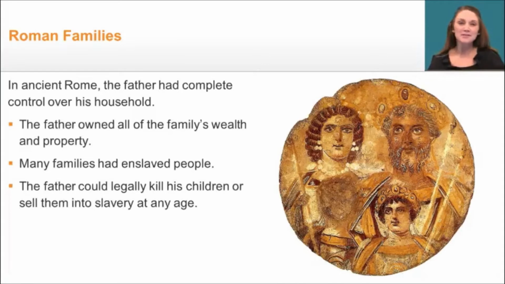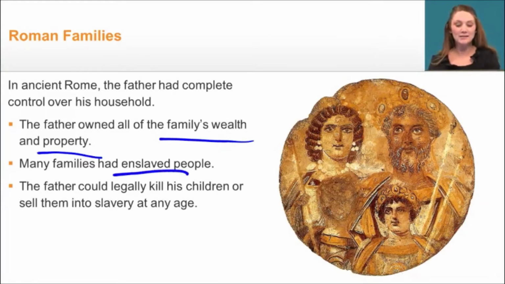In discussing Roman society, you really can't begin anywhere else but at the Roman family. In ancient Rome, the father had complete control over his family. In fact, he was known as the paterfamilias, and the control went so far that children's names were based off of his, as well as the father owned all the family's wealth and property. Many families also had enslaved people. The father could actually legally kill his children or sell them into slavery at any age.